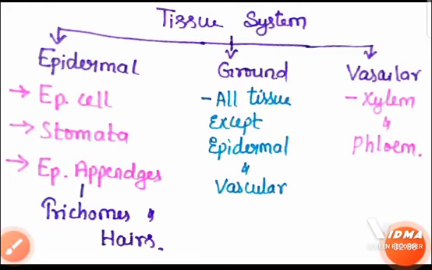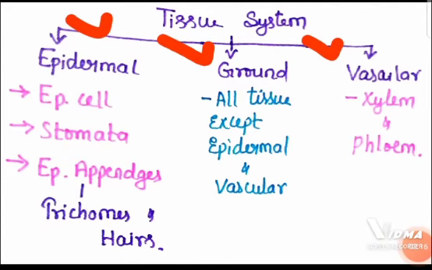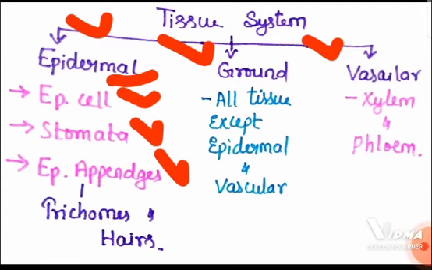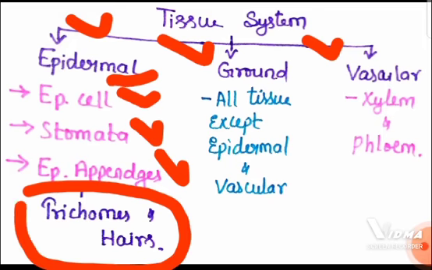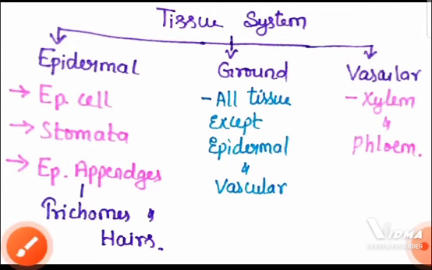In plants we can find three types of tissue systems. It includes epidermal, ground and vascular tissue systems. Epidermal tissue system consists of epidermal cells, stomata and epidermal appendages. Trichomes and hairs are the epidermal appendages.